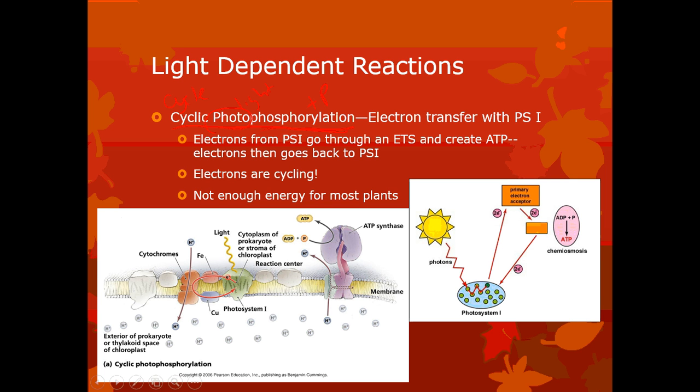It's an electron transfer with photosystem 1. Electrons from photosystem 1 go through an electron transport chain, very similar to what you would have seen in cellular respiration, and create ATP. The electrons are then going to go back into photosystem 1. The electrons are basically just cycling, cyclic photophosphorylation. This is not enough energy for most plants, and it shows a diagram down here of cyclic photophosphorylation happening.